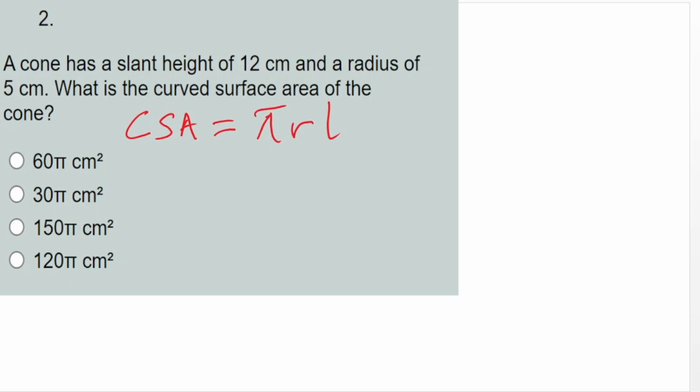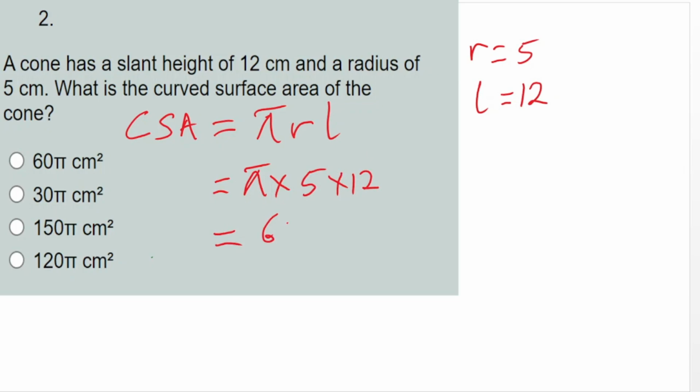Pi r l. If you look at the options again, it is in pi. You are not going to substitute the value of pi into the formula, so you leave it like that. So we're going to have pi times the radius. What's the radius in this case? The radius is 5, and the slant height l is 12. That will be 5 times 12. Now 5 times 12 is 60, so 60 pi centimeters squared. And that is option A.